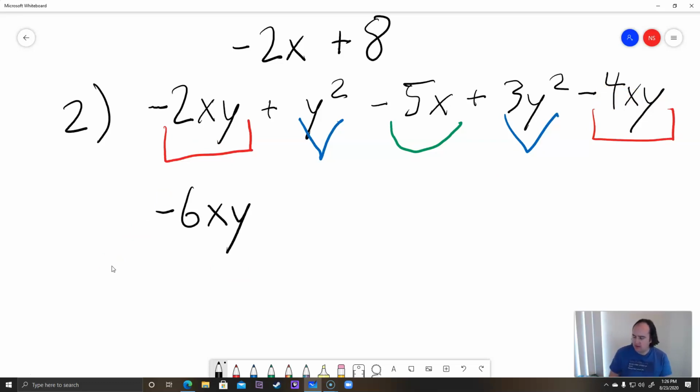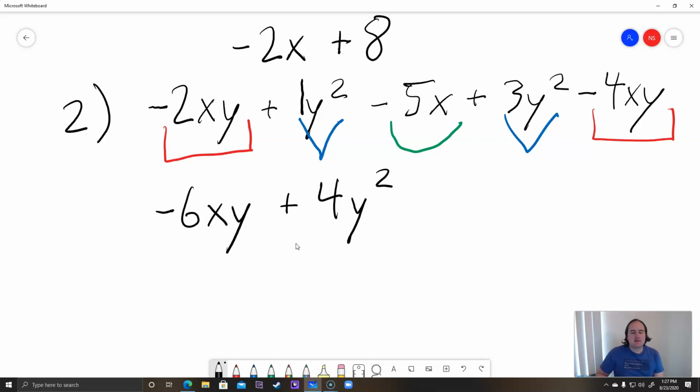So we get -6xy. Okay, and then combining the y squareds, what's the coefficient here? Remember, if they don't write the coefficient, it's automatically 1. So that's actually going to be 1y squared plus 3y squared. Well, 1 plus 3 is 4. So we're going to have plus 4y squared.